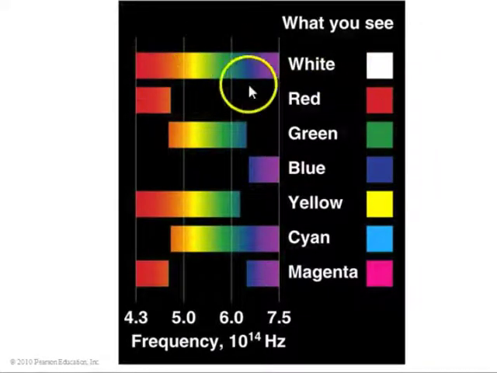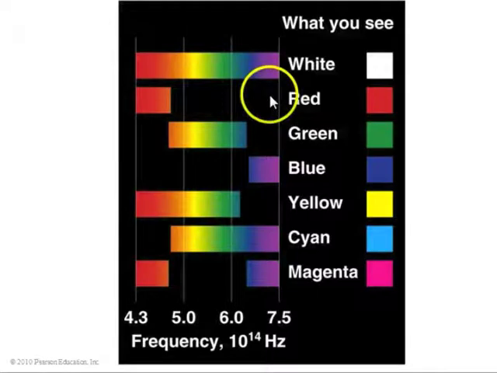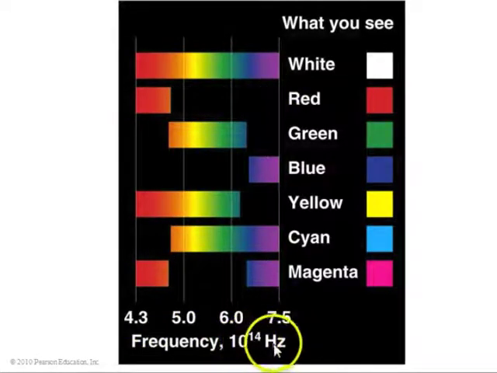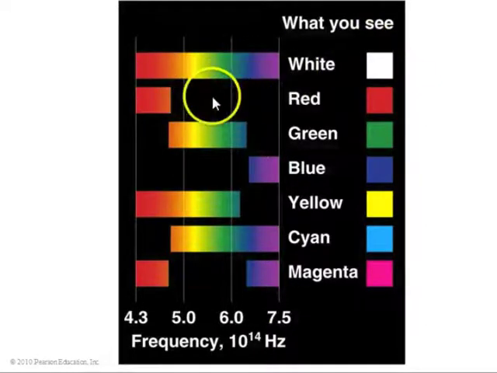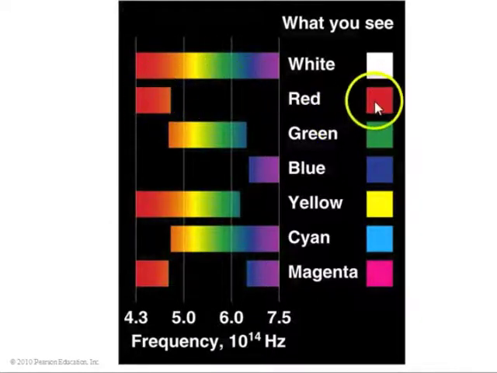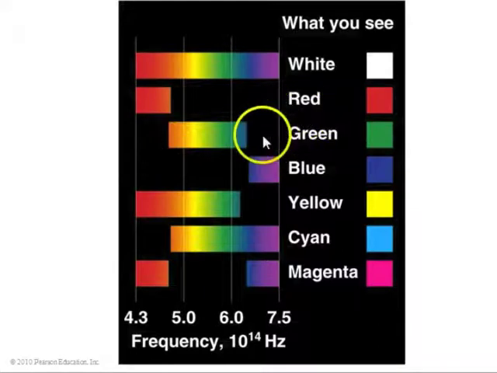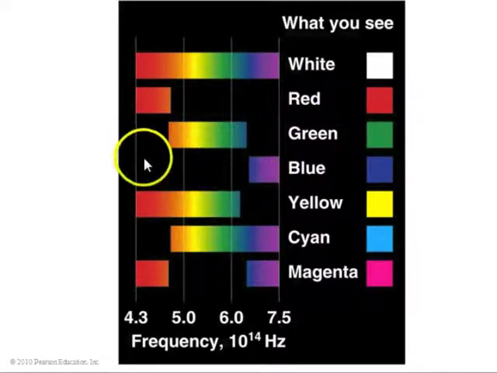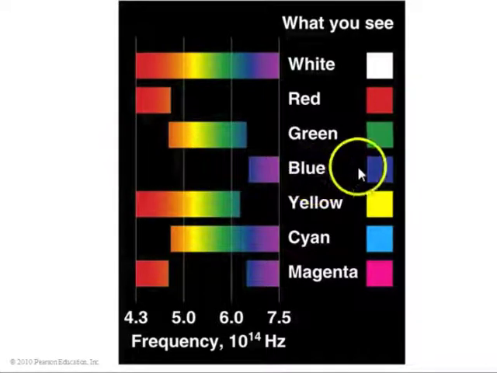So if you have a mix of all the frequencies, 4.3 up to 7.5 times 10 to the 14 hertz, then that'll look like white light. If you take out all these sort of higher frequencies, then you'll just get red light. If you take out the highest and lowest frequencies, you get green light. If you take out all the lower frequencies, you get blue light.